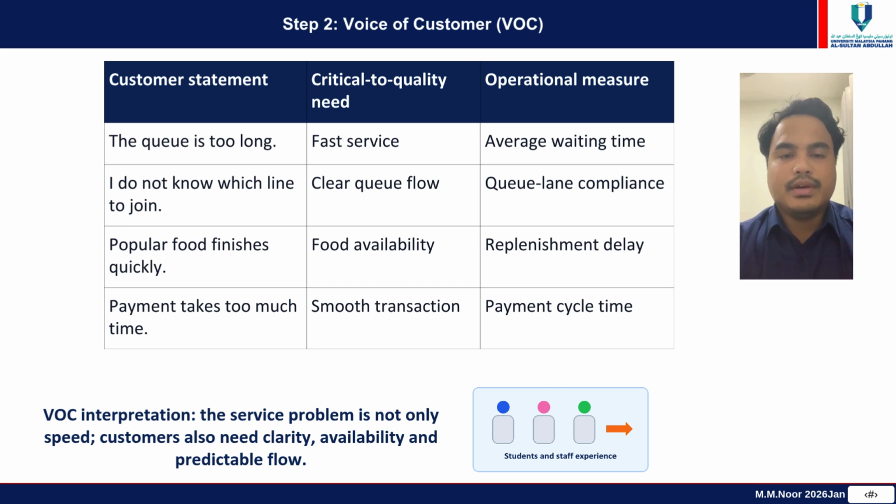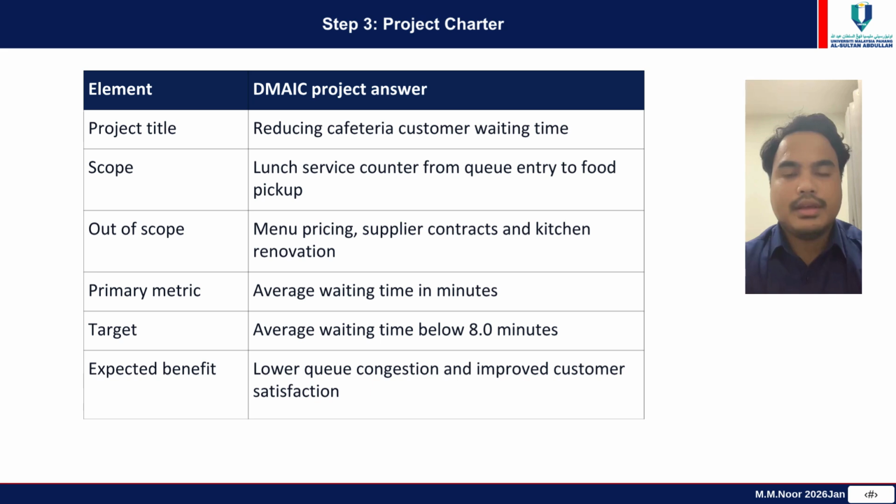Step 2. Voice of customer. The voice of customer helps us understand the problem from the customer's point of view. Customers are not only complaining about the long waiting time, they also face unclear queue lanes, food availability issues, and slow payment. This means the improvement should focus on both speed and service clarity.